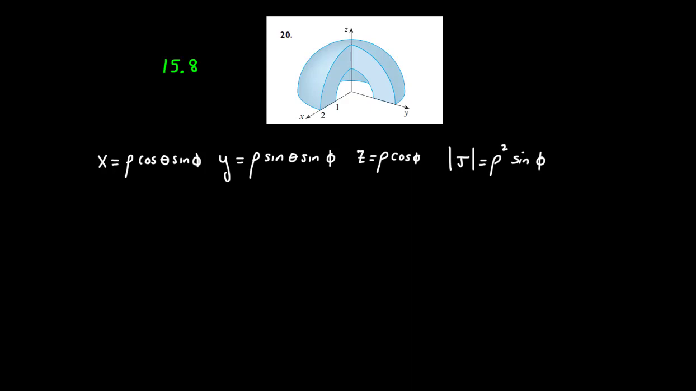Okay, now we're going to move on to spherical coordinates. And here in section 15.8, number 20, we have two concentric spheres that make up a solid, and obviously not full spheres. It's kind of like a jawbreaker. Anyway, in this first problem, we're going to set up the triple integral to find the volume.